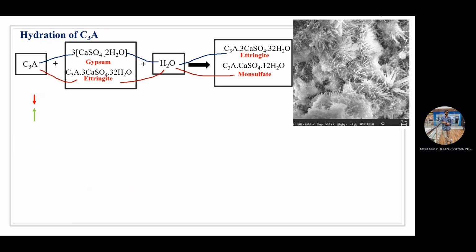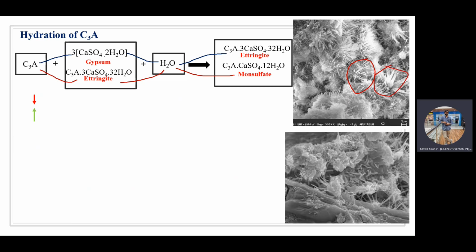Now, this is the ettringite compound. Whatever needle-like structures that you are seeing here, all these needle-like elements are called ettringite compounds. Let me show you that. So these are the needle-like compounds. And the monosulfate compounds are these. Whatever fiber-like material that you are seeing, all those are called monosulfate compounds. Remember, these are the microscopic images of the cement hydration process, that is, cement paste, you can say.